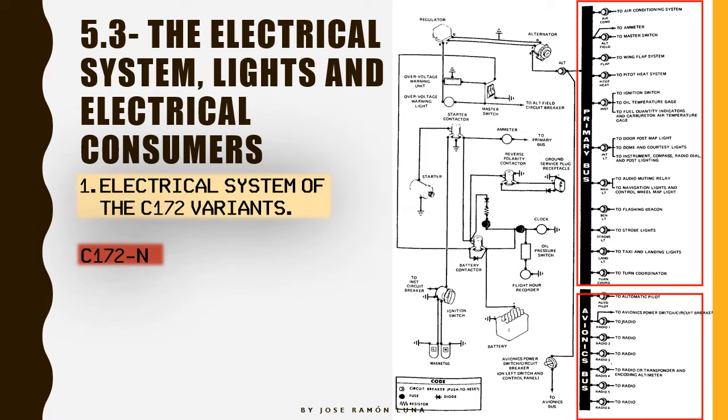Basically, the bus in the upper side is the primary bus. All the electrical loads are connected to it. And just under it, we have the avionics bus. The second bus will gather all the loads related to avionics, such as radios, the transponder, or maybe even the autopilot if we have one fitted. This is because of something called transient loads.